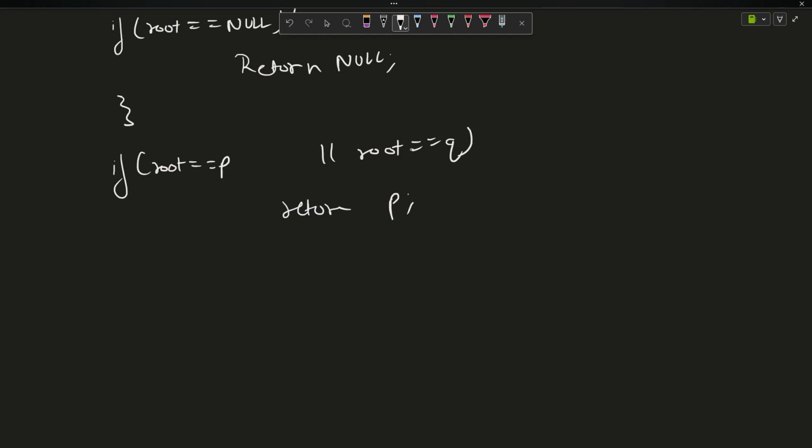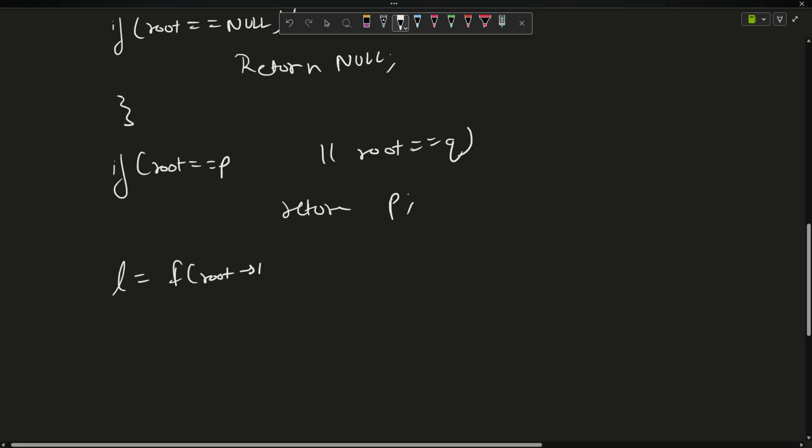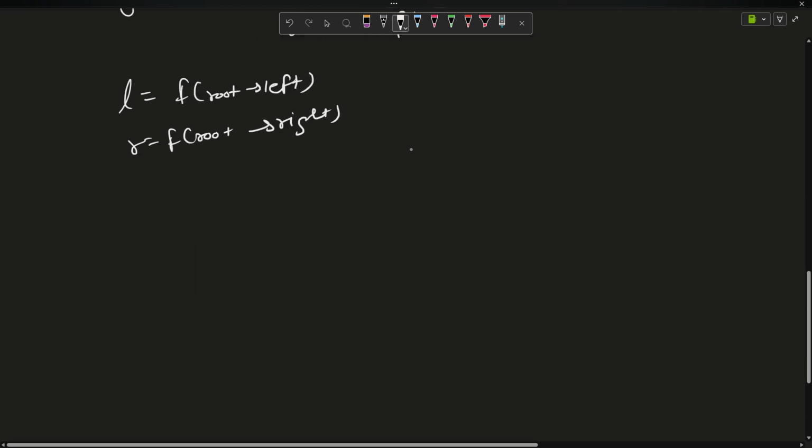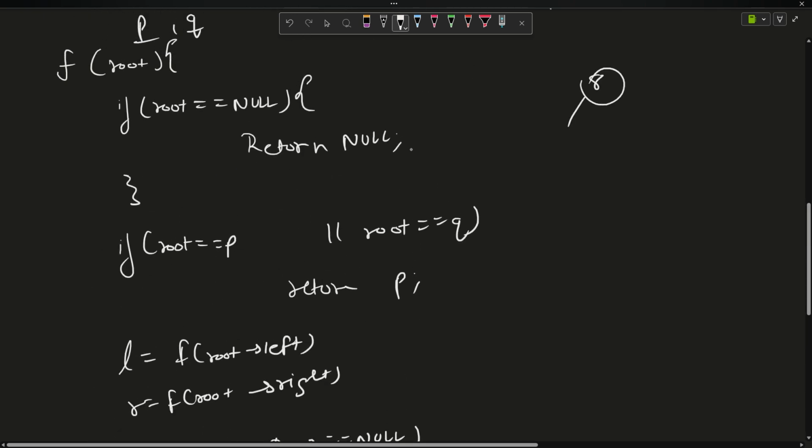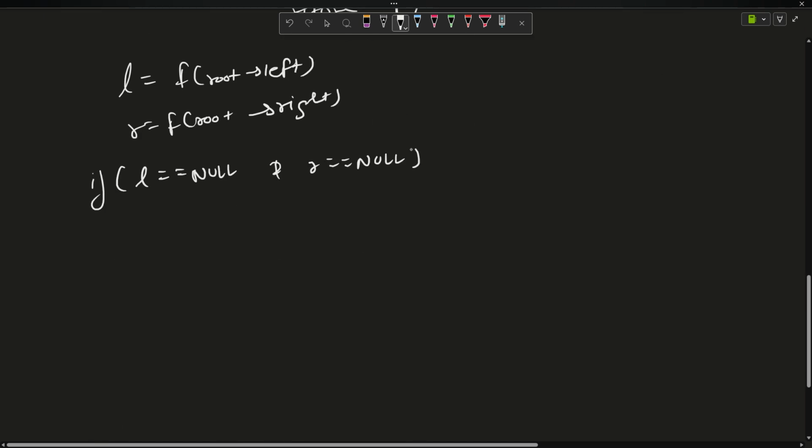Okay. Moving on, I will find the value from the left. My left says f of root left, and my right says f of root right. Now there are four conditions that can come. First is my L is equal to null and my R is equal to null. If both of them are null, that means something like this has happened: I am 8, 9, 10 and I want to find 11 and 12. 8 will say it is also returning null, so I will also return null.